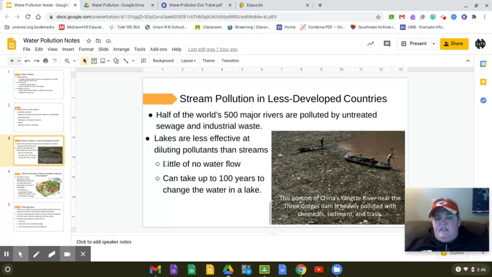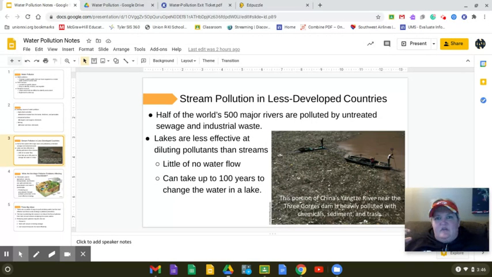Lakes are less effective at diluting pollutants than streams. One good thing about streams and rivers is that they flow. Because of that, eventually those toxins, those pollutants, that trash is going to flow downstream and be away. The problem is the next part we go into, which is oceans. It's got to flow somewhere, and so that's when it pollutes the ocean.